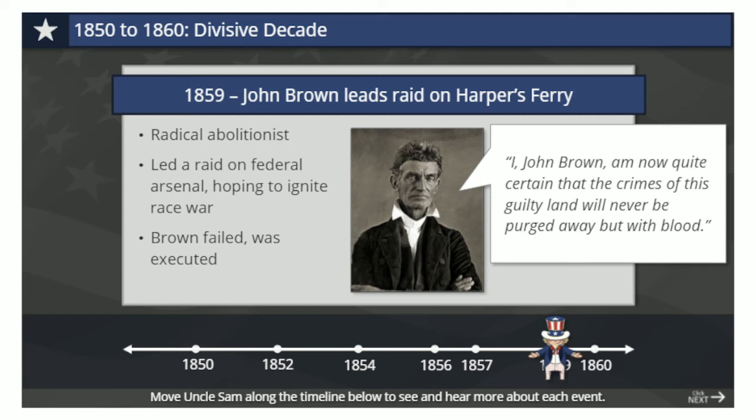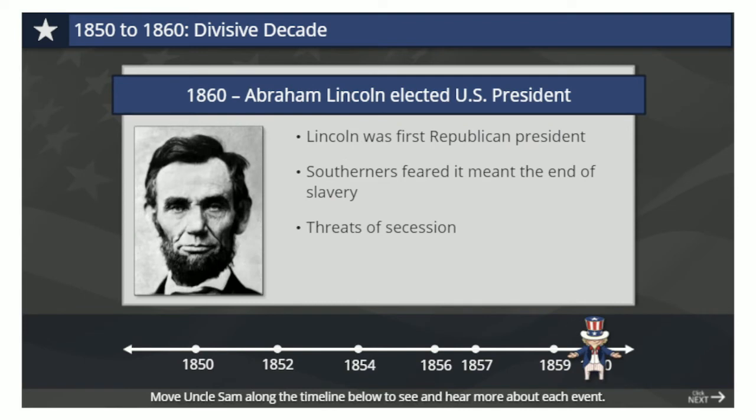1859. John Brown was a radical abolitionist determined to end slavery by any means necessary. He led a violent raid on the federal weapons arsenal at Harper's Ferry, Virginia, hoping to arm freed slaves and start a race war. Brown's plot failed, and he was executed. But before his death, he left this grim warning for the future. I, John Brown, am now quite certain that the crimes of this guilty land will never be purged away but with blood.